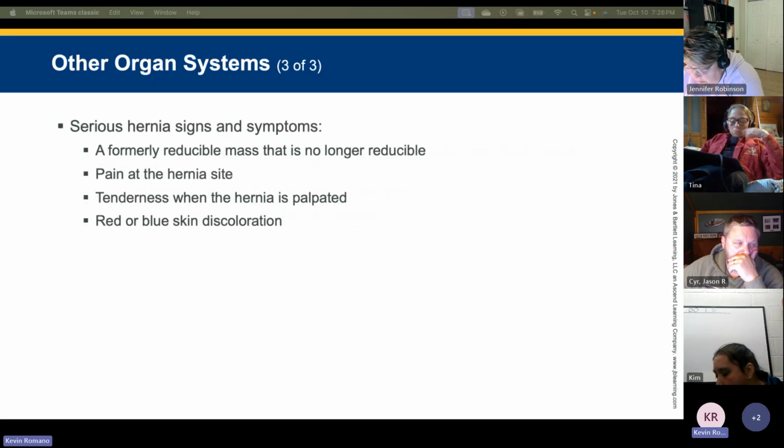Serious hernia signs and symptoms are a formerly reducible mass that is no longer reducible, pain at the hernia site, tenderness when the hernia is palpated, or red or blue skin discoloration over the hernia.